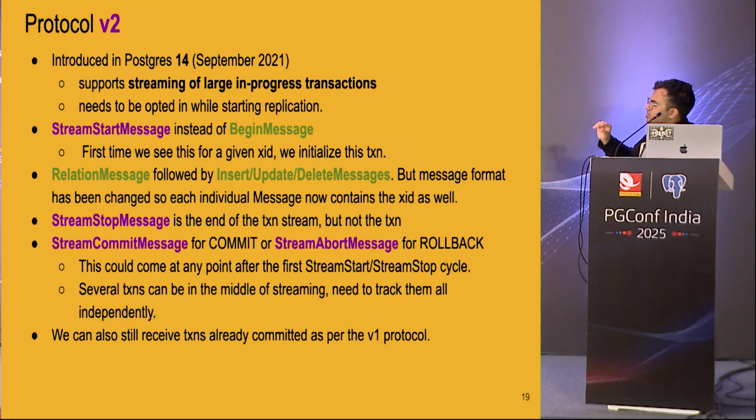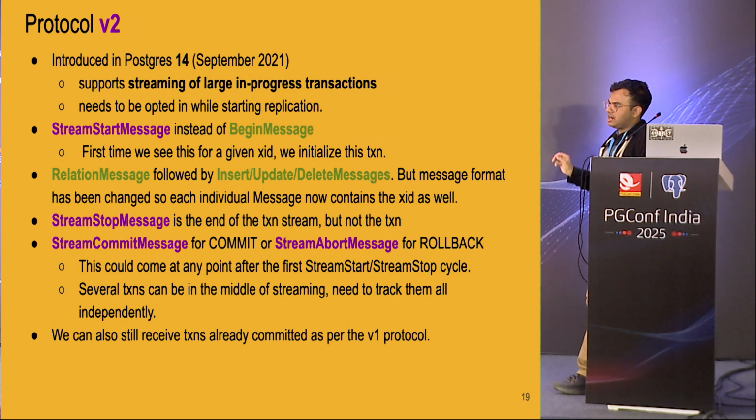After that, we can get a stream stop message. So the stream stop message is the end of the transaction stream. So the transaction is done for now. The transaction is not committed, or we don't know anything about the transaction, but the transaction changes have stopped streaming. Now, to decide the transaction's fate, you have either a stream commit message or a stream abort message. Stream commit message is for commit and the other one for rollback. This can come at any point after the first stream start-stop cycle. So you can get 1,000 different streams, and maybe 4 days later you see the stream commit.